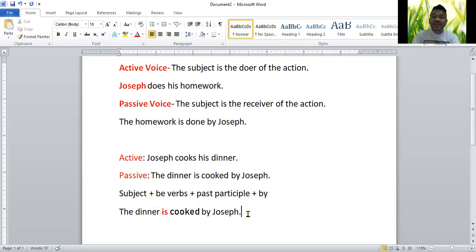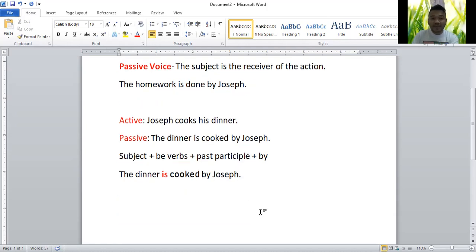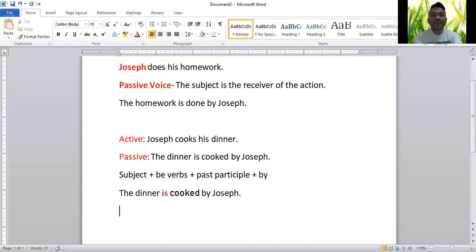Now take note that we also have what we call passive without by. Like what I have said earlier, if there is by, or a preposition in the sentence, that is what we call passive voice, but that's not always the case because we also have passive without by. For example: Peso is used in the Philippines.